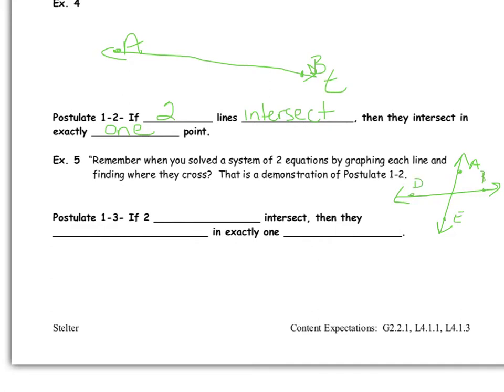Okay, so those two lines that intersect, wherever you want to make them intersect, that's fine. But regardless, you're only going to have one spot where they cross. And we'll just call that the missing letter C.